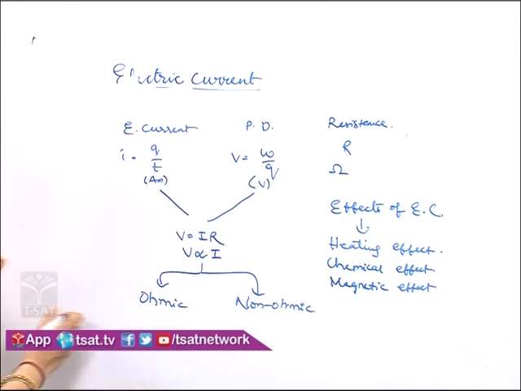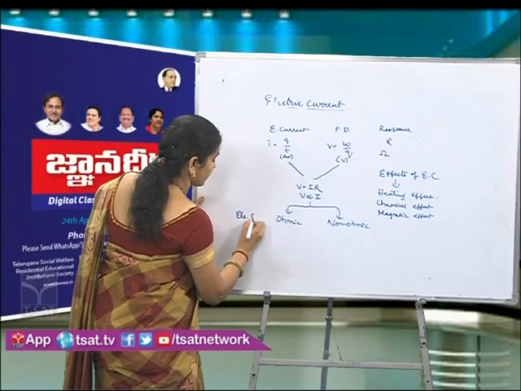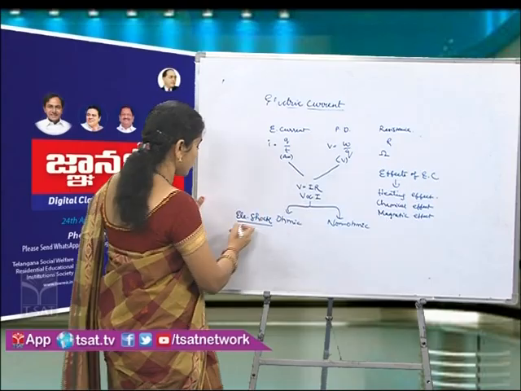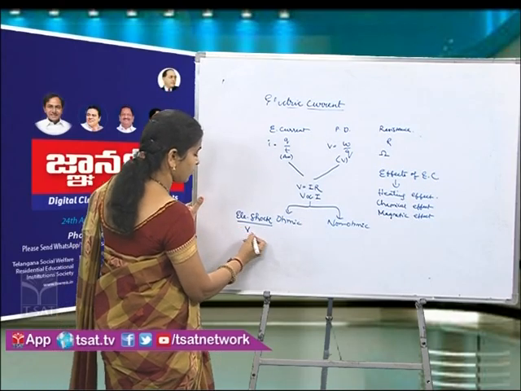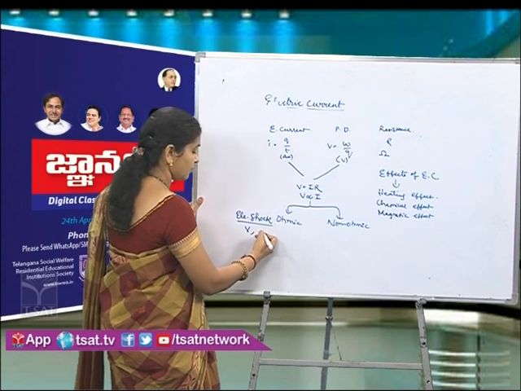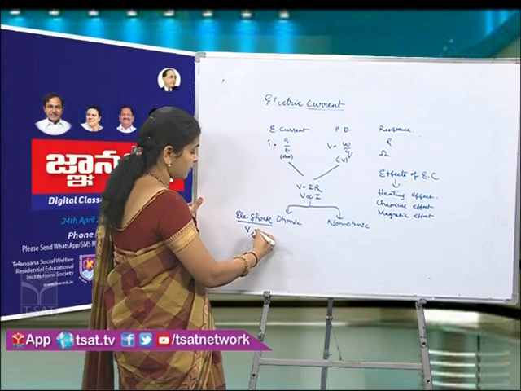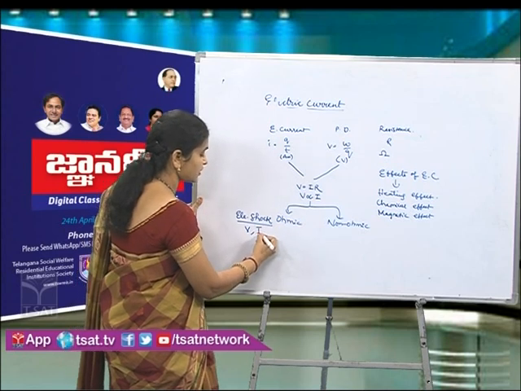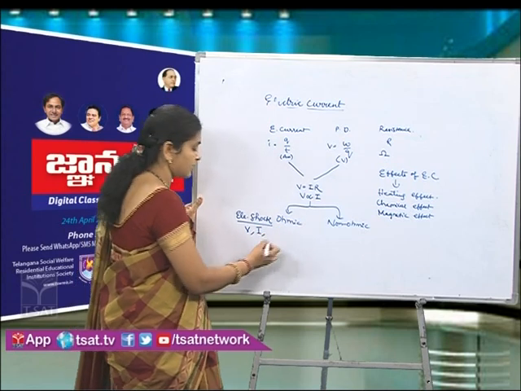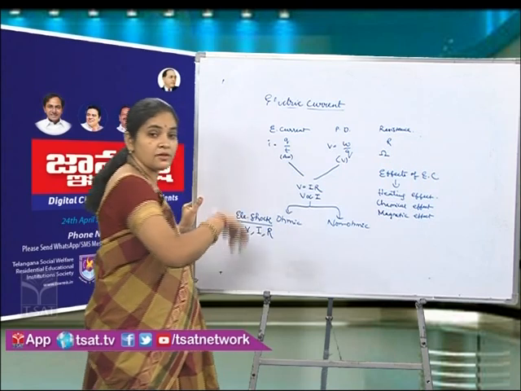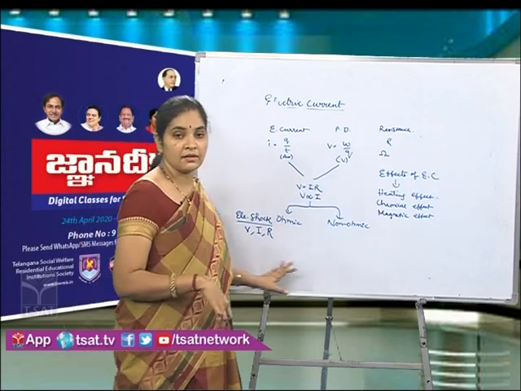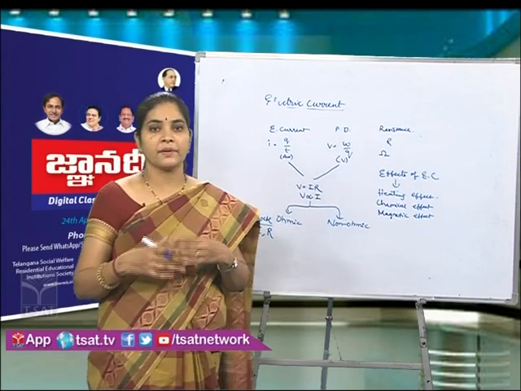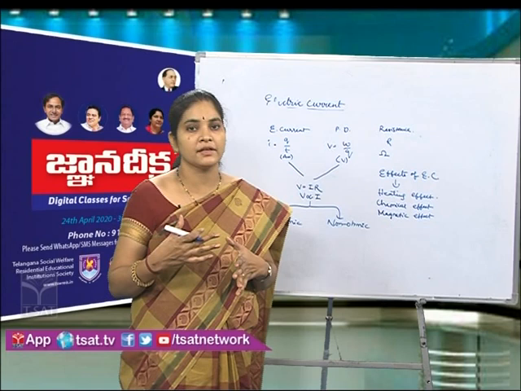And finally, we discussed electric shock. Electric shock is a combined effect of potential difference between one part to another part in the body, and the current chooses the path which offers low resistance, and the resistance of the body keeps on changing while current passes through the body. These are the topics which we have covered in this session.